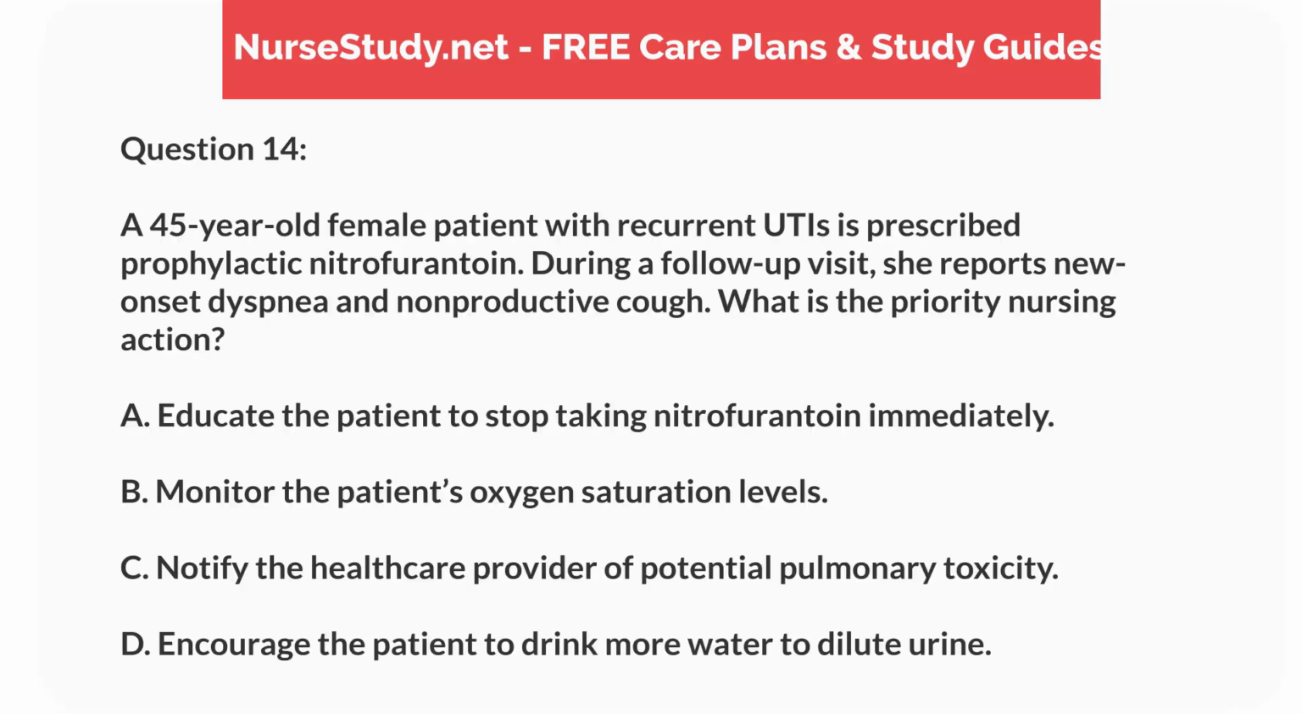Question 14. A 45-year-old female patient with recurrent UTIs is prescribed prophylactic nitrofurantoin. During a follow-up visit, she reports new-onset dyspnea and non-productive cough. What is the priority nursing action? A. Educate the patient to stop taking nitrofurantoin immediately. B. Monitor the patient's oxygen saturation levels. C. Notify the healthcare provider of potential pulmonary toxicity. D. Encourage the patient to drink more water to dilute urine.